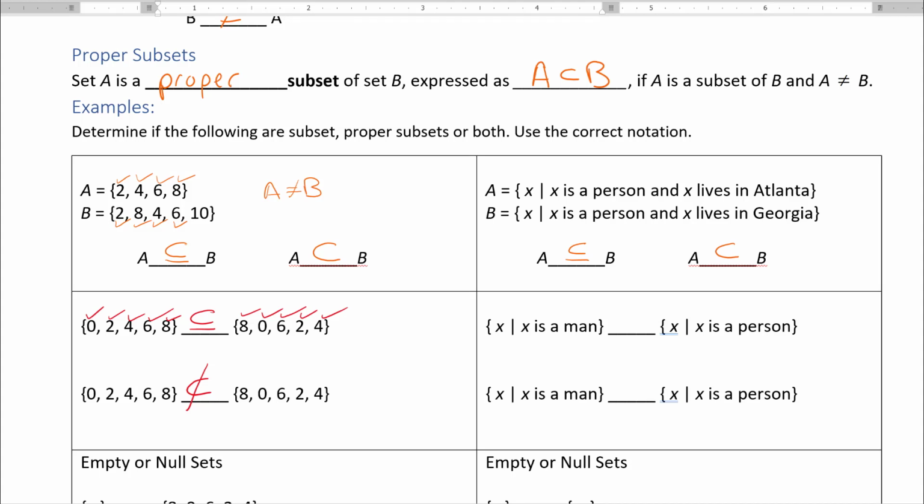So the next example, the set of all x such that x is a man, and the set of all x such that x is a person. So every man is a person, so we can say that is a subset. The next one, is it a proper subset? Well, sure it is, because women would belong in the set of x as a person, but they don't belong to the set of x as a man. So therefore that would be both a proper subset and a subset.